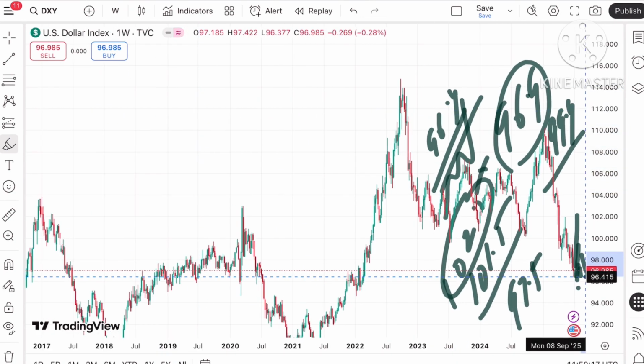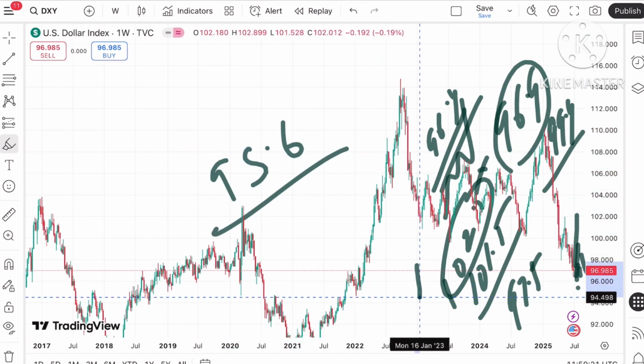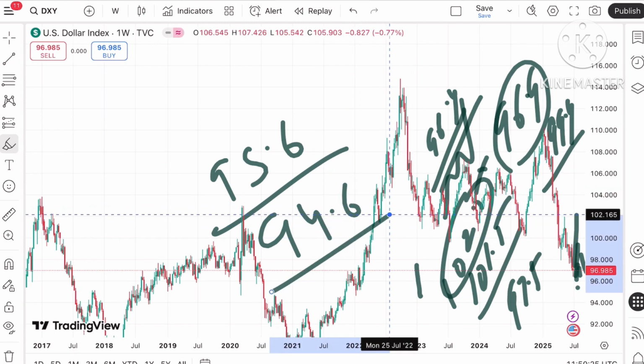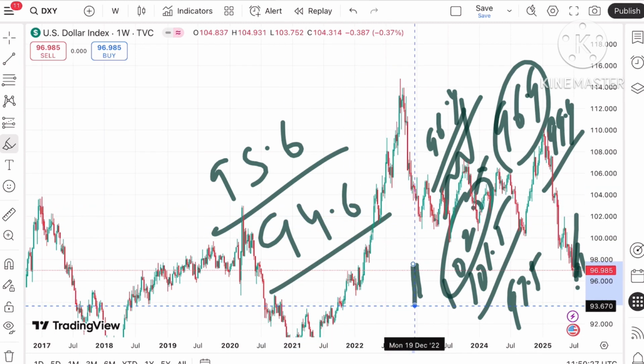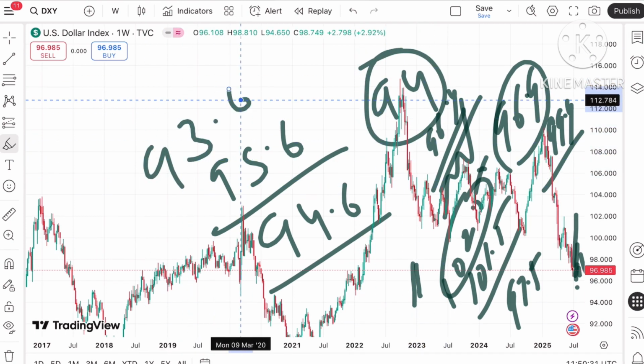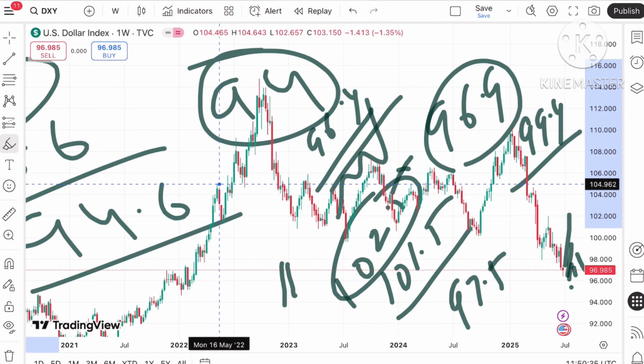and if the price falls below that particular level, there is a chance of touching 95.6, and if the price falls below that level, a chance of touching 94.6. Okay, and if the price falls below that level, there is a probability of moving below a level of 94, and it can touch a level of $93.6, and then a further low can also be seen.